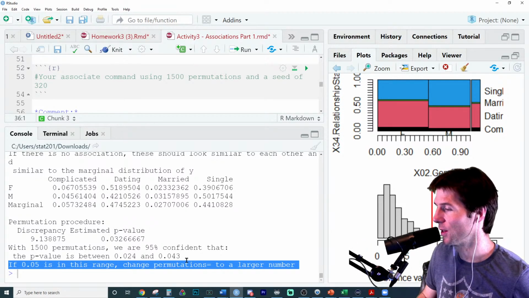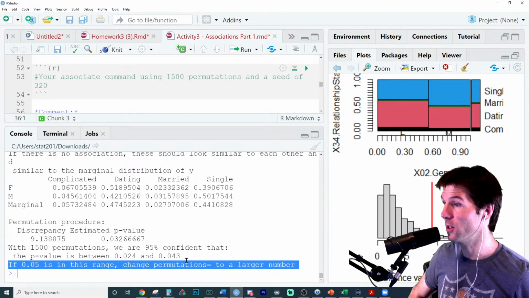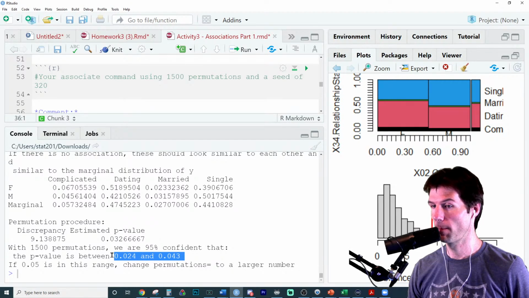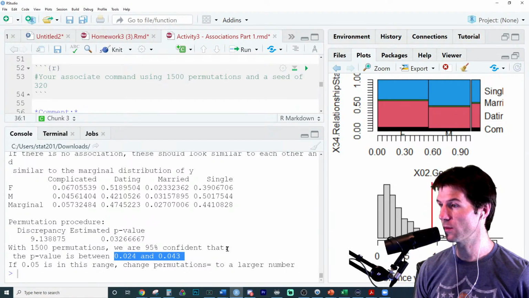So read the bottom highlight portion. And is 0.05 in it or not? 0.05 is inside that interval, yes or no?